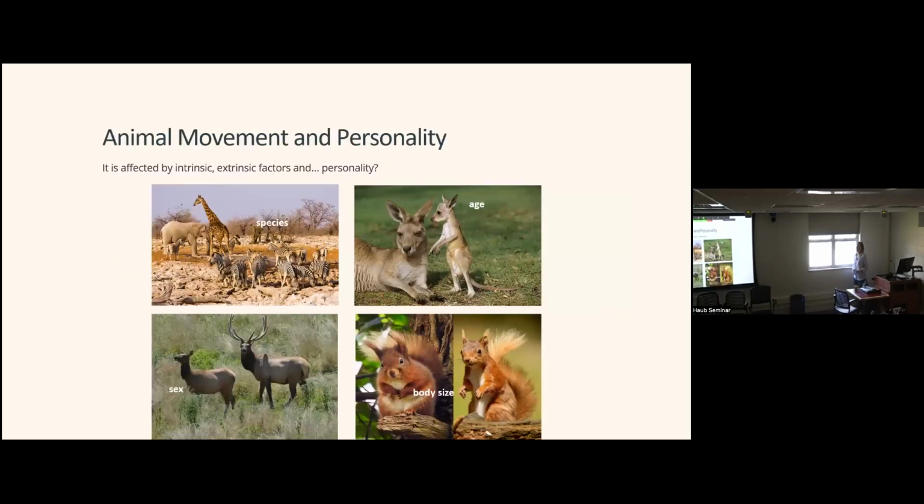And we are familiar with the idea that there are several intrinsic factors, other than extrinsic factors, that affect how an animal moves. Different species move differently. The age, the sex, and also the body size of an animal will affect their movement ecology. And so how does personality fit in all this?